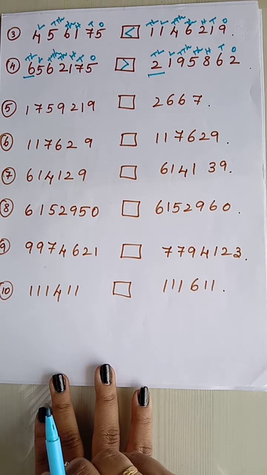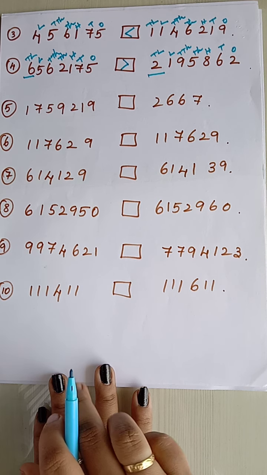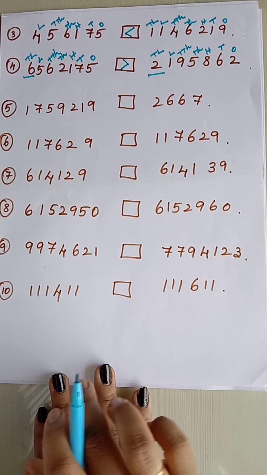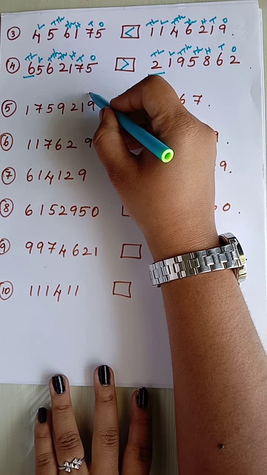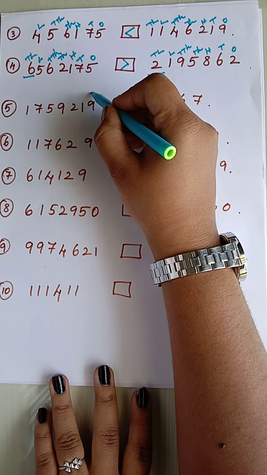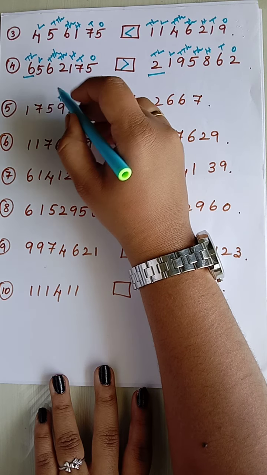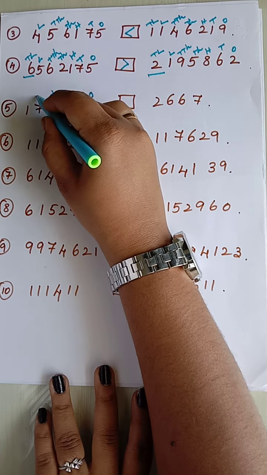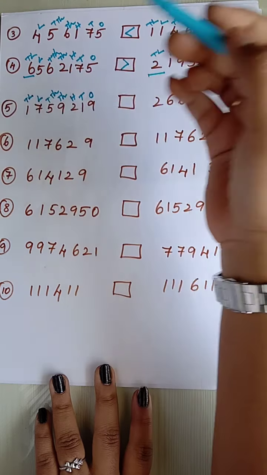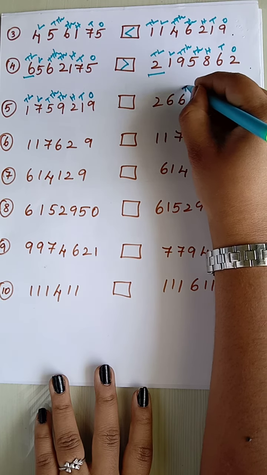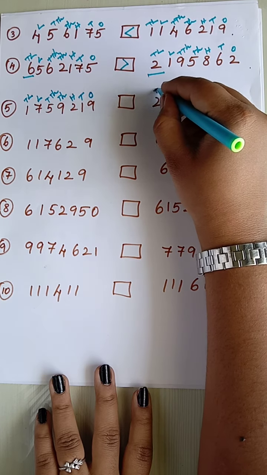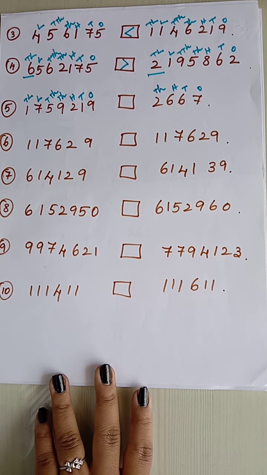Okay. The next sum. What we have to do? We have to write the place value chart. Here we can start from the right hand side. So ones, tens, hundreds, thousand, 10,000, lakh, 10 lakh. This side ones, tens, hundreds, thousand. While seeing a number itself we can answer it, but our procedure is to write the place value and then write it.